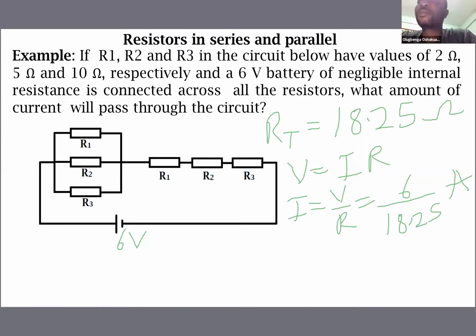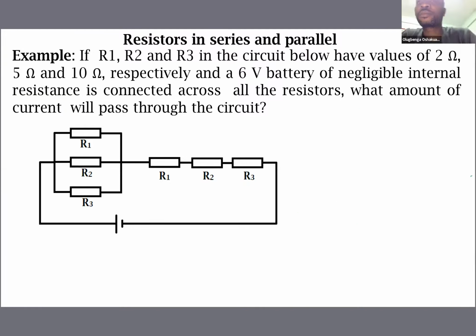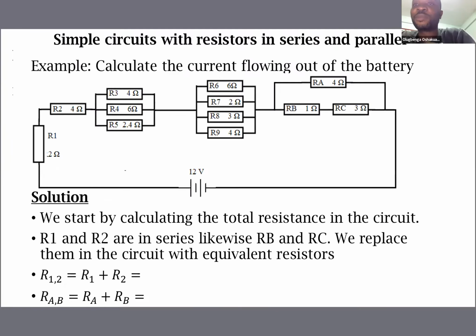Let's move on. So this is another example. And in doing this, we have to look at them carefully. These two are in series. RB and RC are in series, and both of them are in parallel to RA.